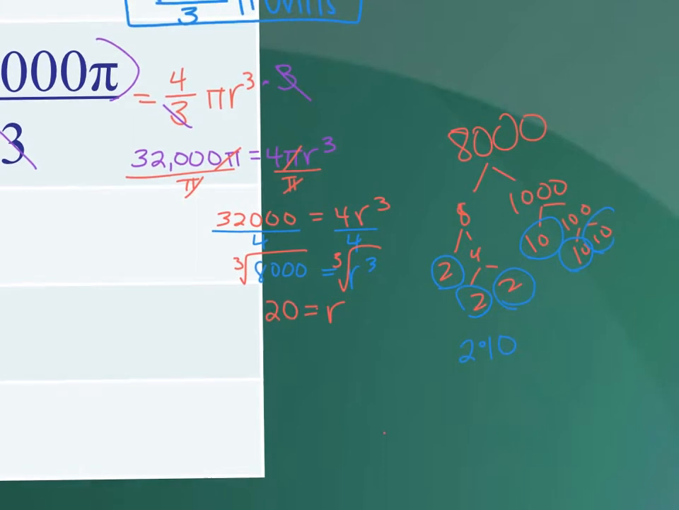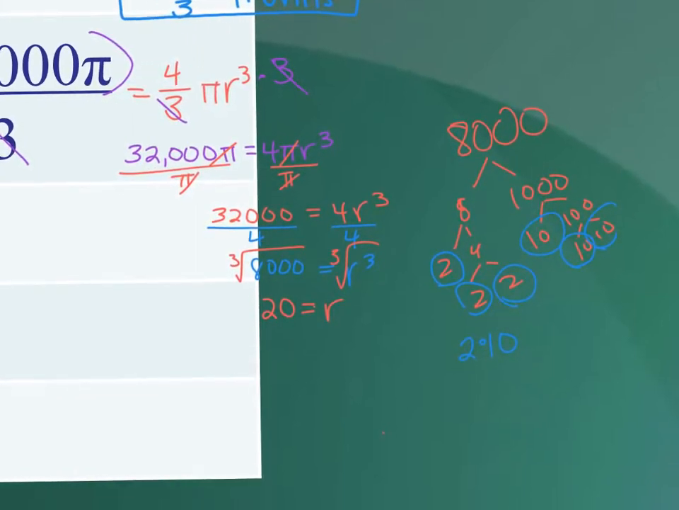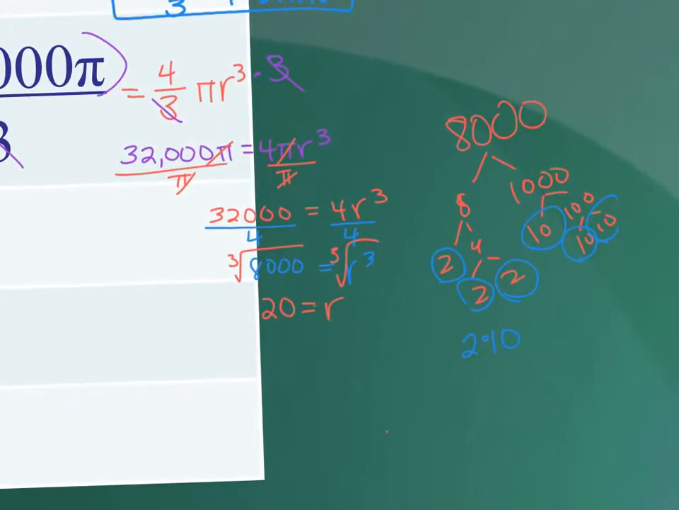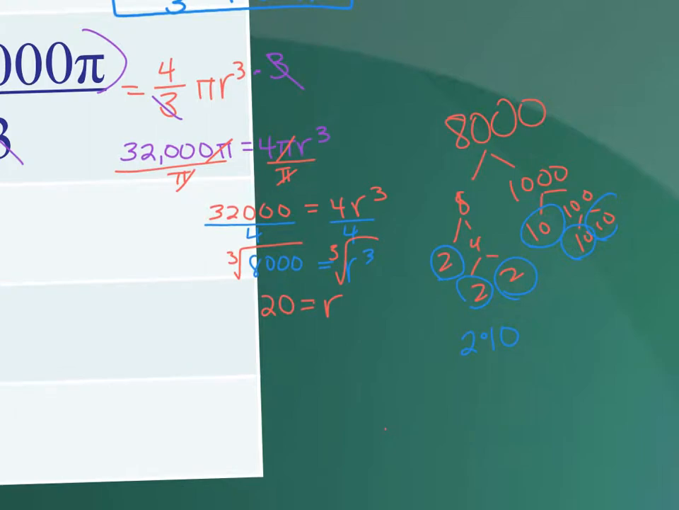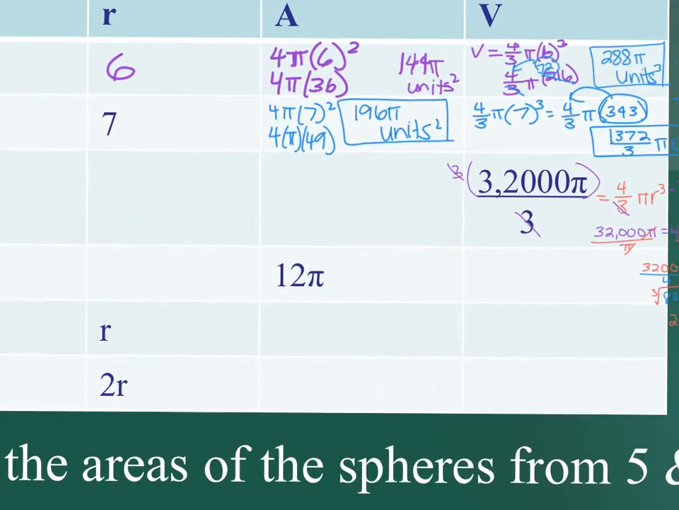All 3 2s come out as 1 because it's a cube root. And all 3 10s come out as 1. So if it's a cube root, I need 3 of a single number in order to bring it to the outside of the root. And then you just multiply? Yep, if you bring out more than 1, you multiply them together. So now R is 20.